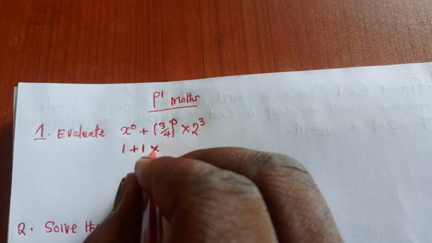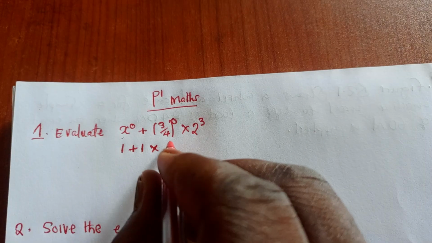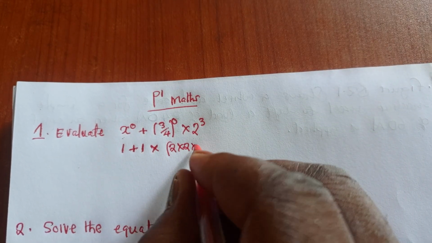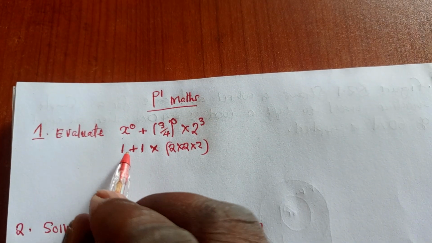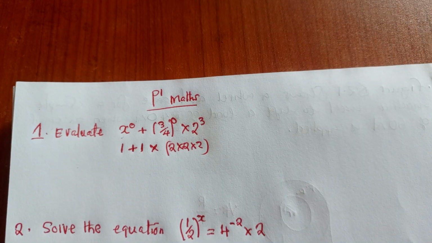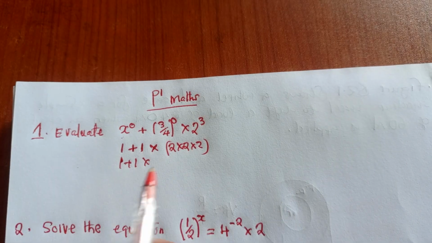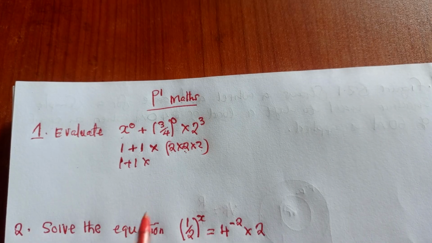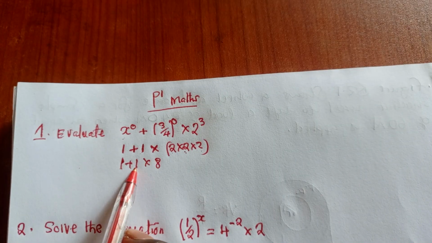Then times 2 to the power 3. This simply means that we need to multiply 2 times 2 times 2, 3 times. We cannot just add here, so we need to follow BODMAS, the order of operation. So it would say 1 plus 1, then times it. 2 times 2 is 4, 4 times 2 is 8. So times 8 here.